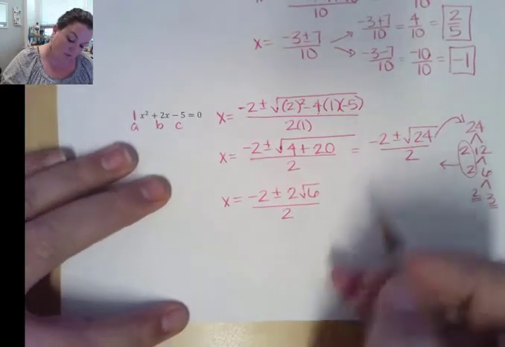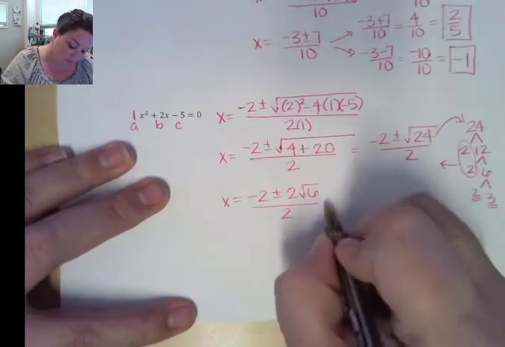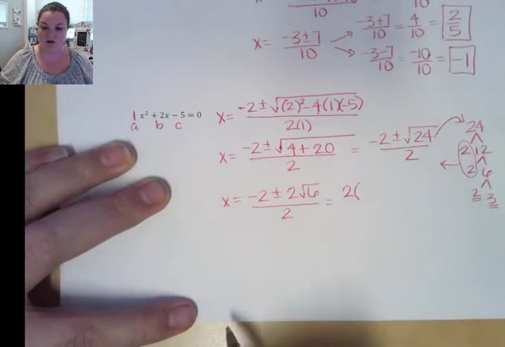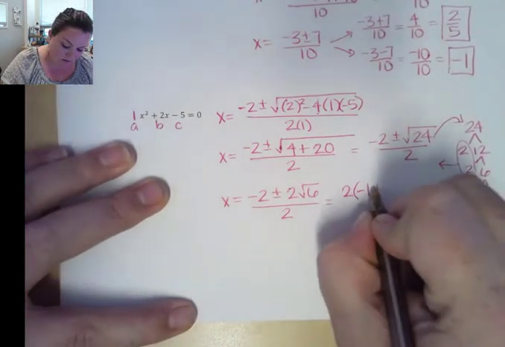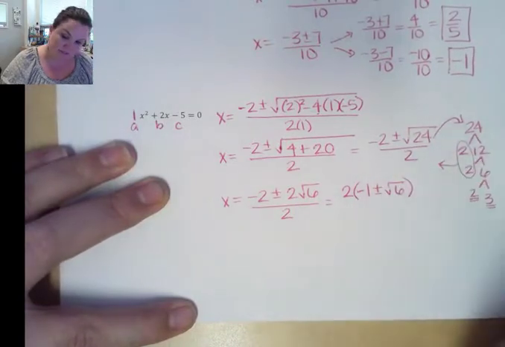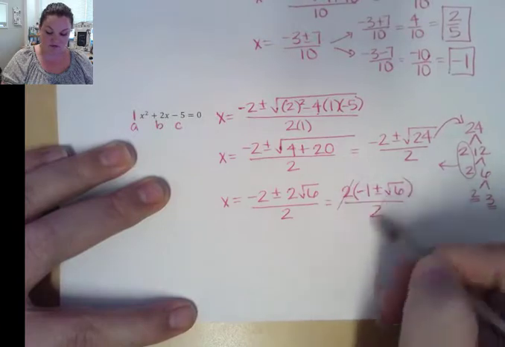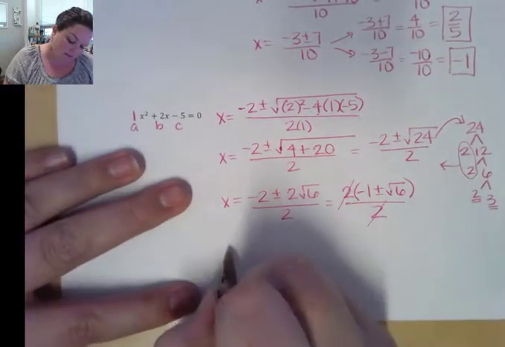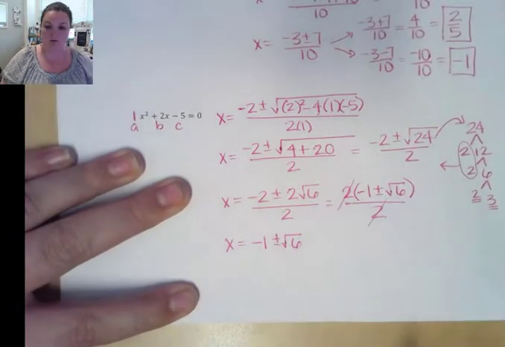So if you want to, you can think about factoring out what you're going to reduce. Or in other words, I could say, I'm going to take a 2 out because that's what everything has in common. If I factor out a 2, that leaves me with a negative 1 plus or minus the square root of 6. And then I can reduce that factored out 2 with the 2 that's in the denominator. So this means that x is equal to negative 1 plus or minus the square root of 6.